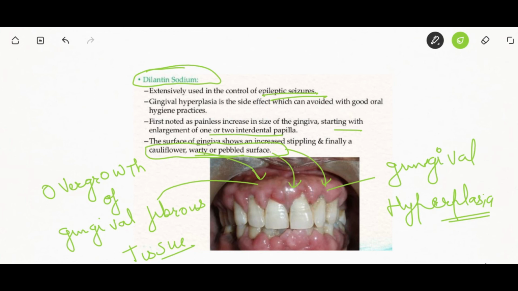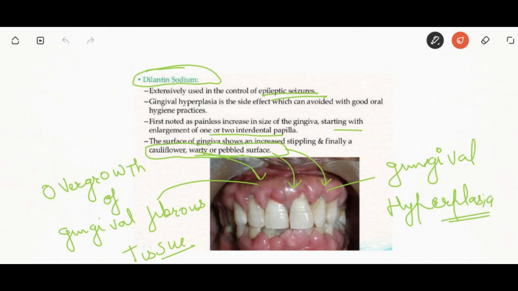So no treatment is necessary until the enlargement becomes aesthetically objectionable. So the treatment consists of surgical excision. Discontinuing the use of the drug will result in diminishing of the dimension of the bulk of the gingiva. Next drug is cyclosporine.